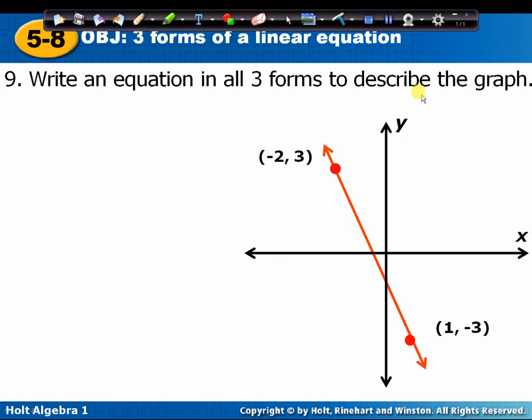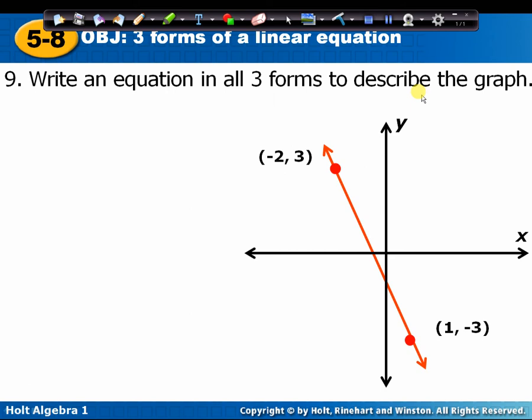Alright, this is number 9. We're going to write an equation in all three forms described by the graph. So we're going to make this a little bit more difficult. They're giving us a graph and telling us to write an equation in all three forms. So take a minute and pause the video and go ahead and draw a sketch of this graph on your paper. You can just do it on notebook paper, it's fine.